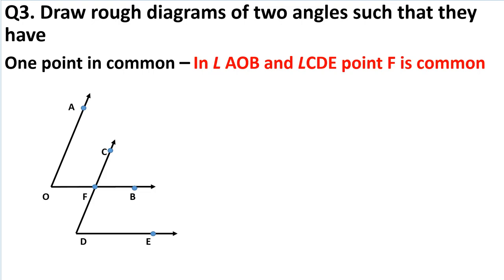Got it? Seen angle AOB? Then see, now see angle CDE. Where is angle CDE? Now see, in angle AOB and CDE, which point is common? Means which point is coming in both the angles? That is point F. Point F is given in angle AOB also and CDE also. Okay? Now see its second part.